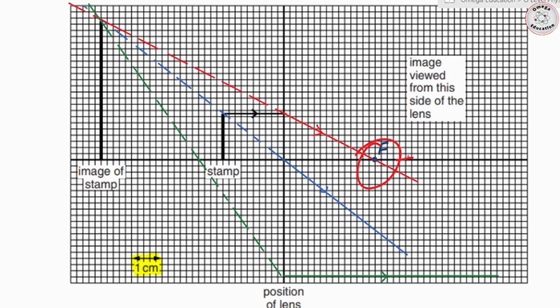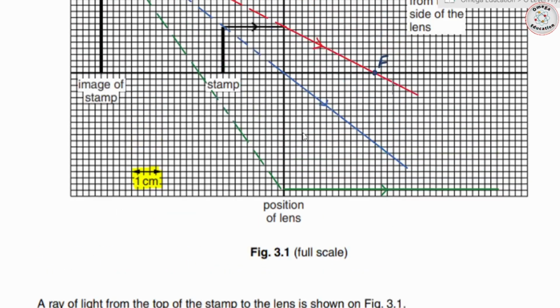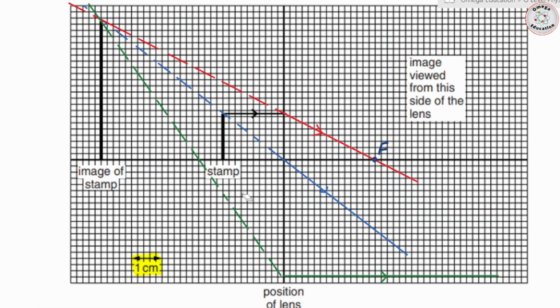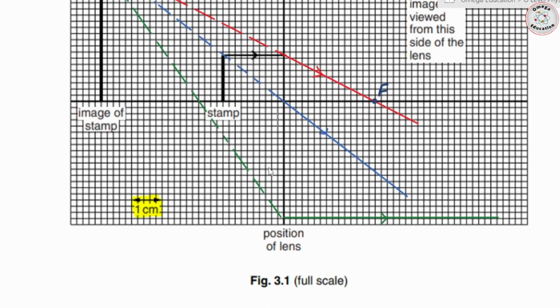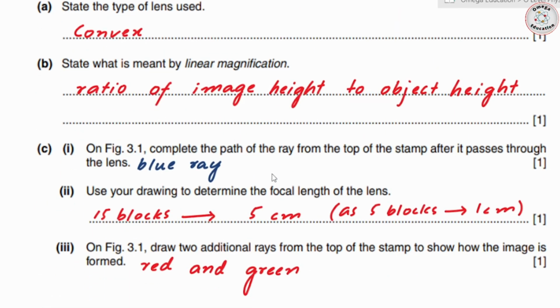I had 15 blocks there. 5 blocks represent 1 centimeter, then 15 blocks would represent 3 centimeter. So from the center, I had 15 blocks. Each 5 blocks represent 1 centimeter. So 15 blocks, they'll represent 3 centimeter. Okay.